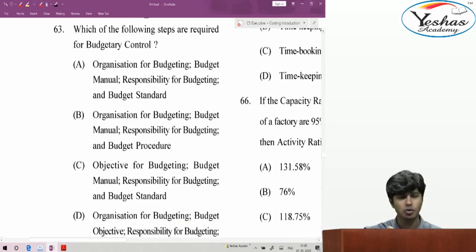63, what does it talk about? The following steps are required for budgetary control. In the process of budgetary control, what and all do we need? Please do read question number 63.